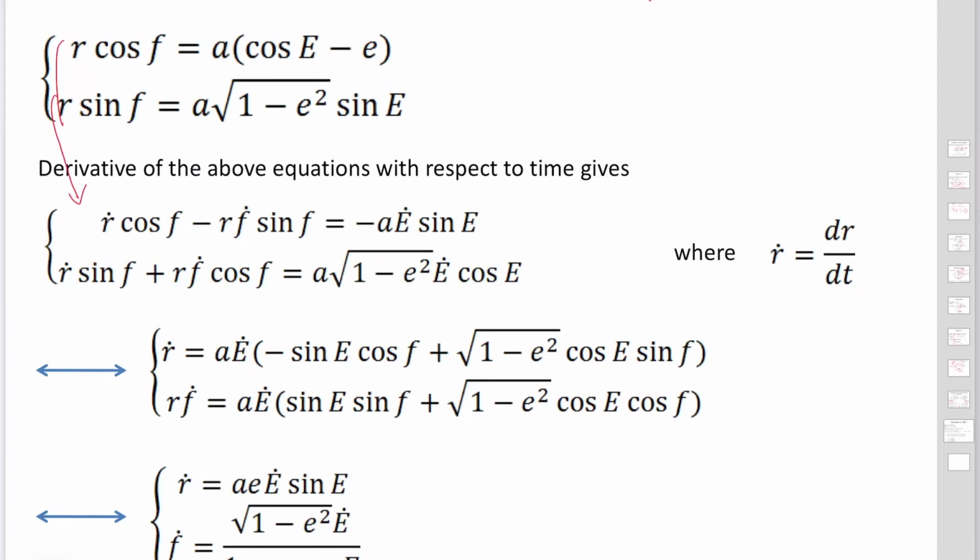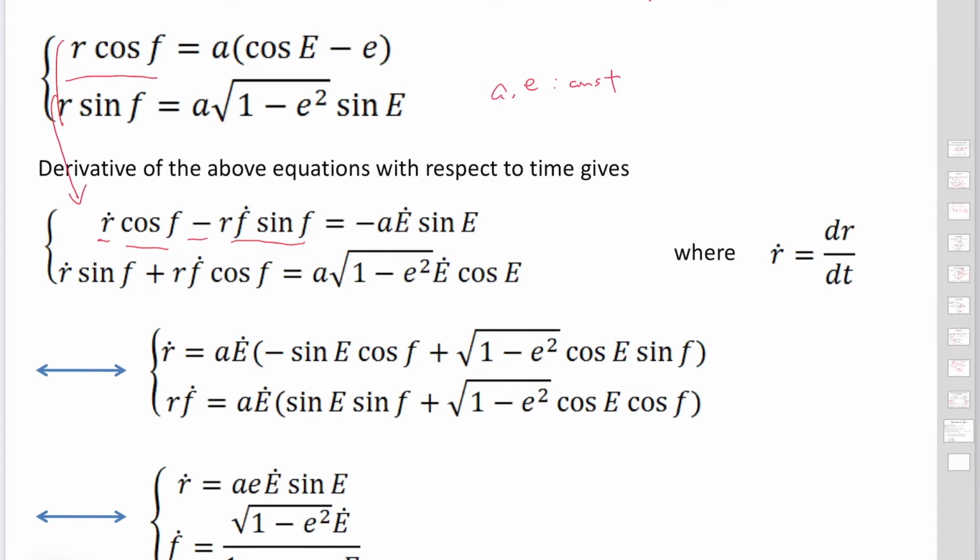Take the derivative of both sides. The derivative of the left hand side becomes r dot cosine f, and the derivative of cosine f becomes minus f dot sine f. So we use the product rule for the derivative of the left hand side. And on the right hand side, a and e are constant, so this becomes minus a e e dot sine e.